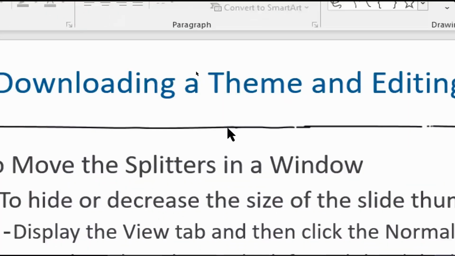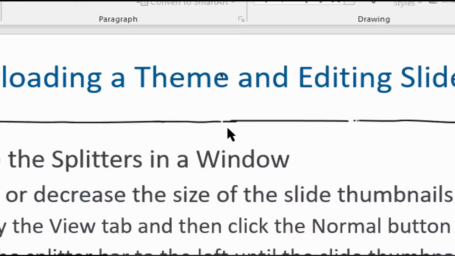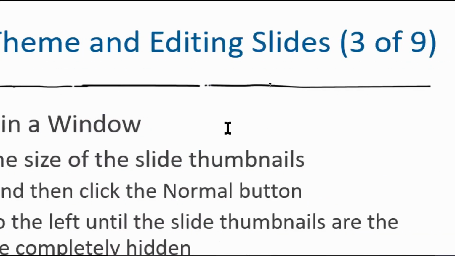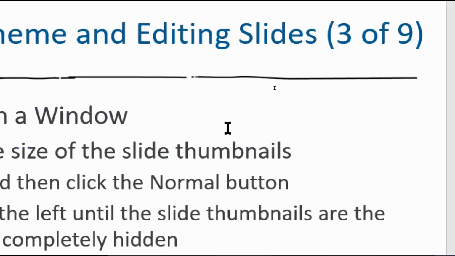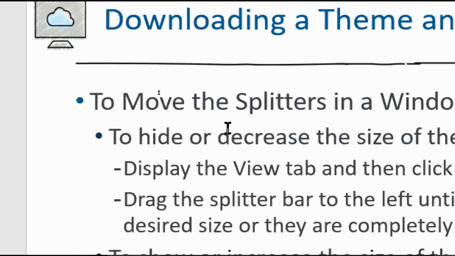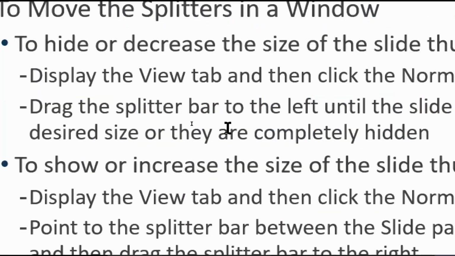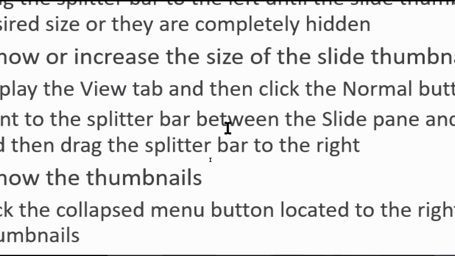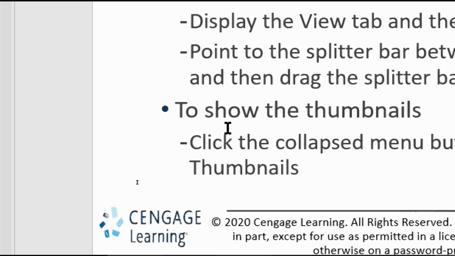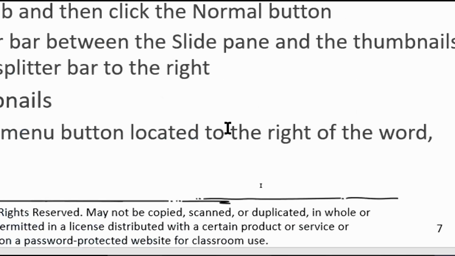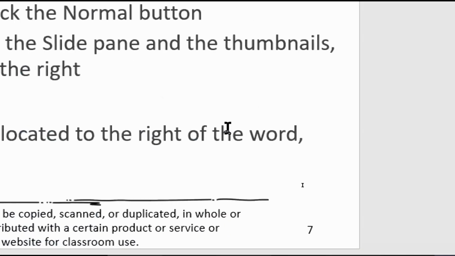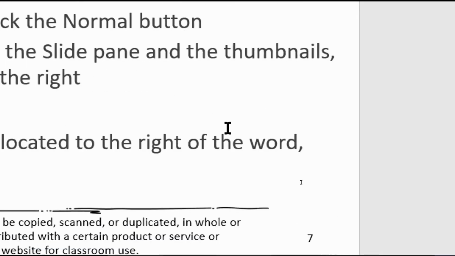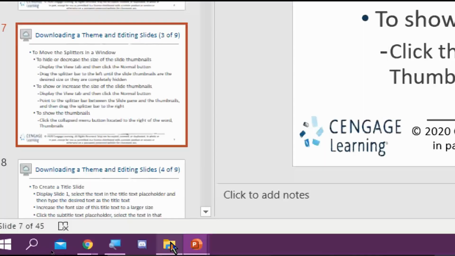To move the splitters in a window, hiding and decreasing the size of slide thumbnails, showing or increasing the size of thumbnails, and of course, showing thumbnails. I could not find what this is talking about here for the life of me. The collapsed menu button located to the right of the word thumbnails. I couldn't find the word thumbnails anywhere.